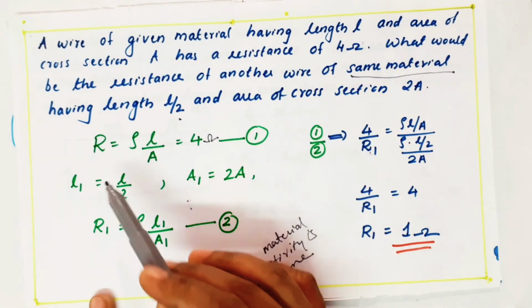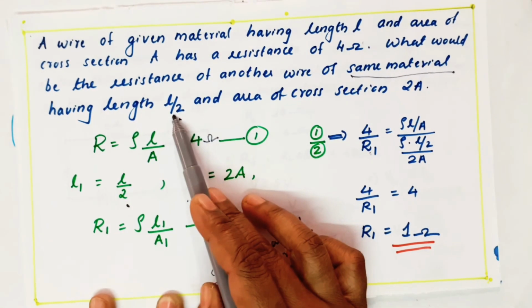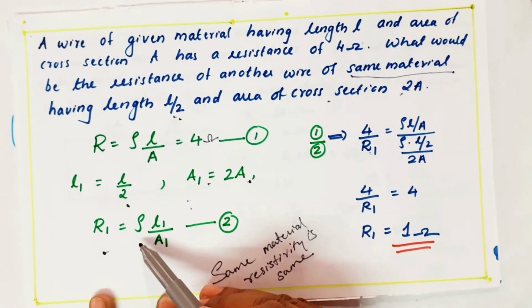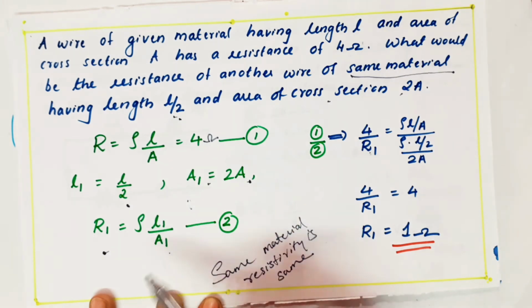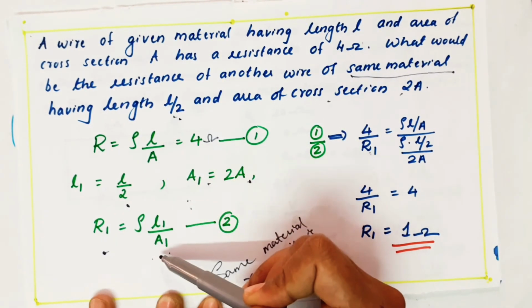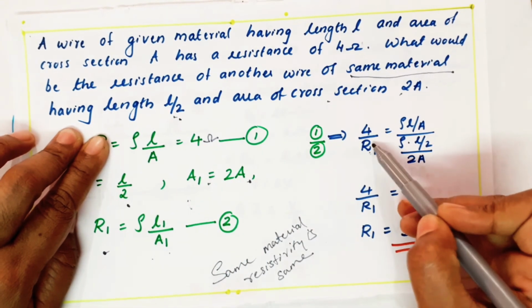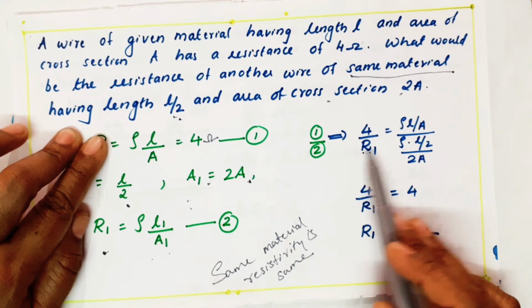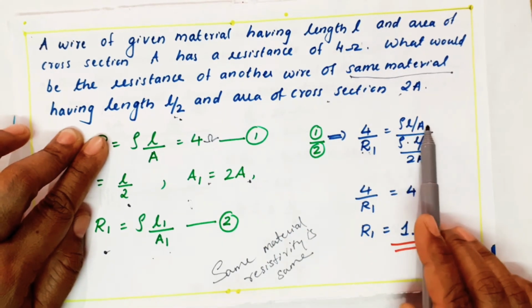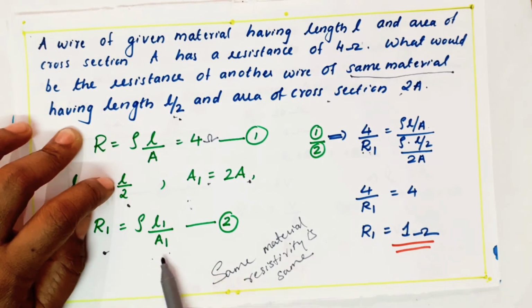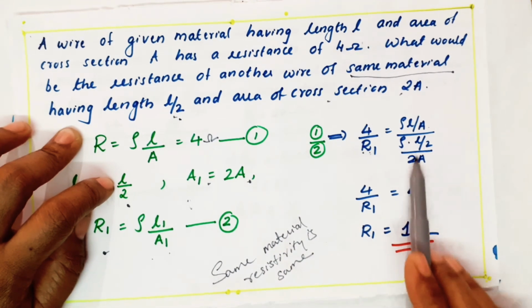But if L becomes L by 2 because they gave area becomes 2A, what happened to your resistance? Rho I wrote rho only because of the same material, L1 by A1. I used a simple method only. This type of question you divide these two equations. Here when we are dividing this, 4 ohm is the resistance. So 4 by this, left hand side is R1, we don't know. This is rho L by A and here it is rho L1. What is L1? L by 2. What is A1? 2A. So I just substituted.